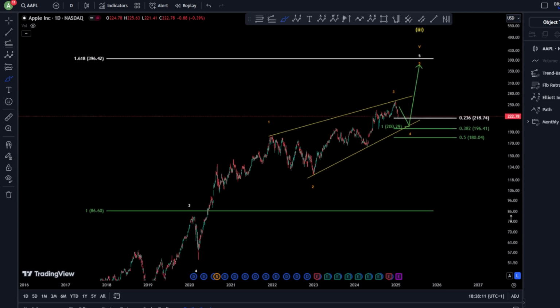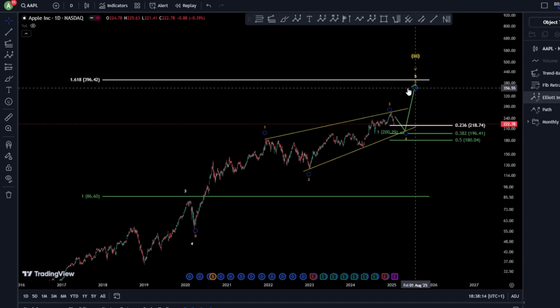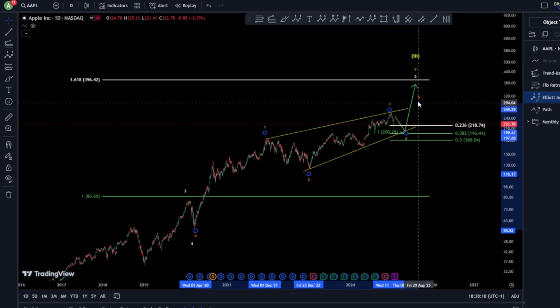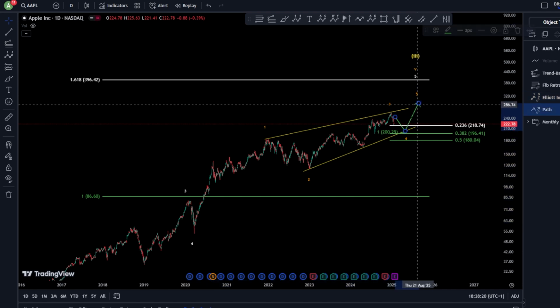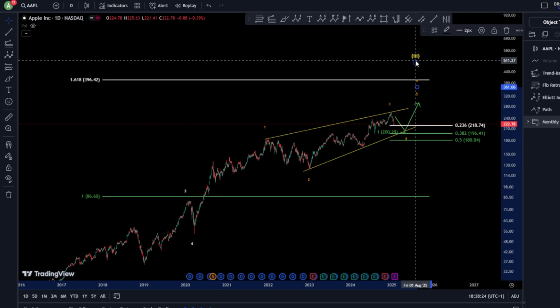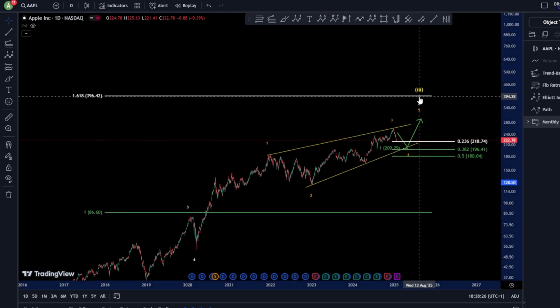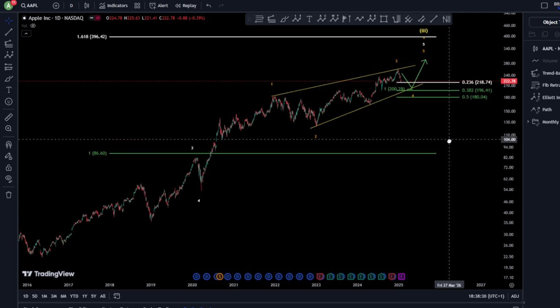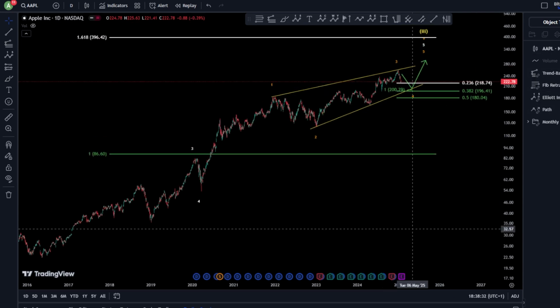$276 for Apple. So basically, we're gonna, of course, get much clearer insights here. So with fib levels, once we reach the wave 5 and finish it, we're gonna get the targets for a wave 3.